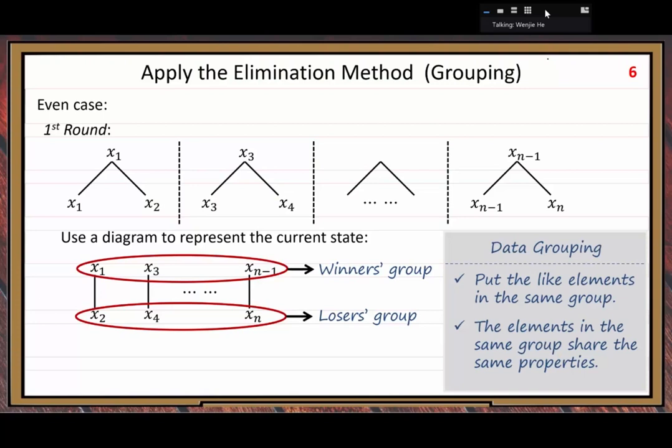In this way, with these two groups, you can automatically eliminate 1/2 of the elements from consideration without doing anything. After you group them, you do not need to do anything. You can already eliminate all the losers when you find the maximum. For the maximum, you only need to do the comparisons in the winners group. Similarly, for the minimum, you only need to do comparisons in the losers group.